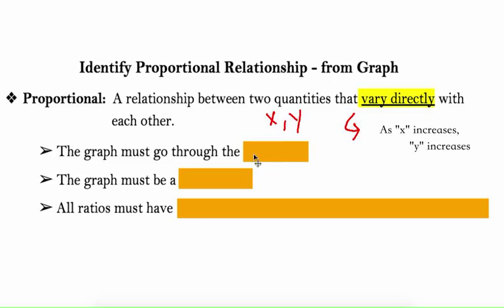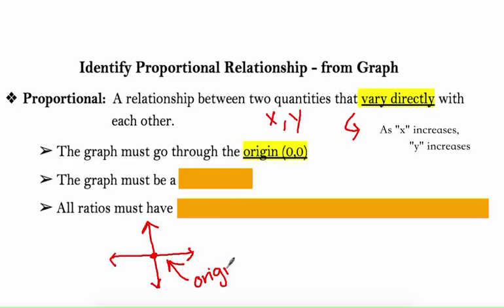Okay, so let's look at the three conditions that must be met in order for a graph to be proportional. Number one, the graph must go through the origin. So what is the origin? If you remember from the coordinate plane, your coordinate plane has 4 quadrants. And at the very center, that point right there is called the origin. That's when the x value is equal to 0 and the y value must also equal 0. So in order for a graph to be proportional, it must go through the origin.